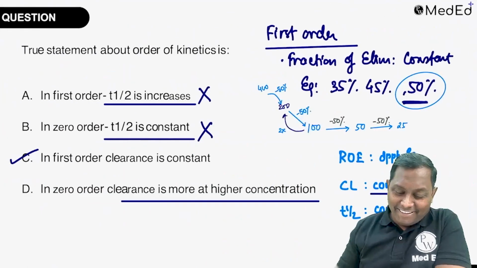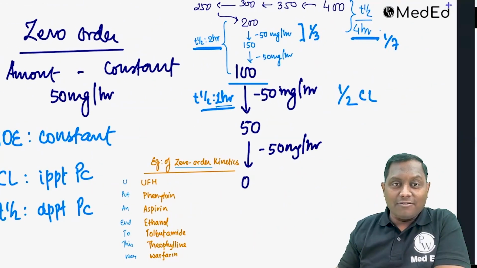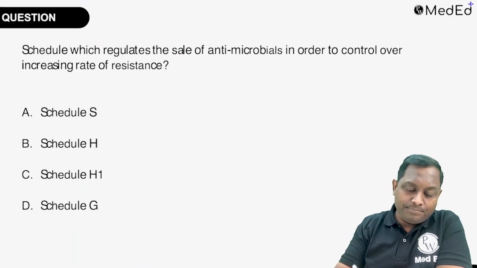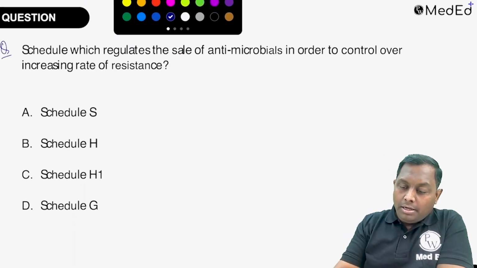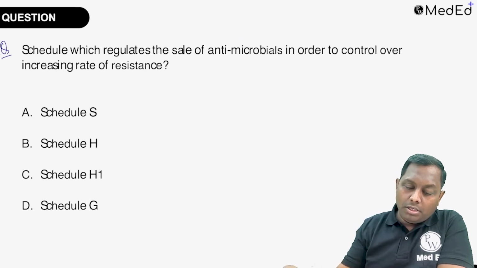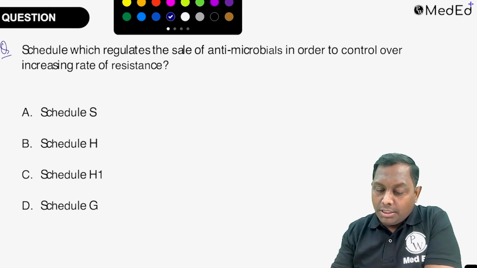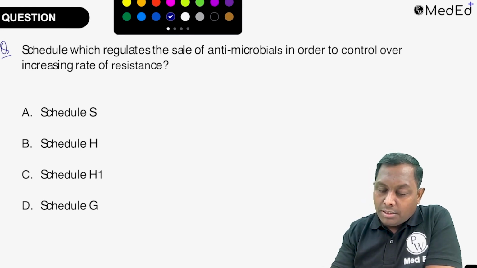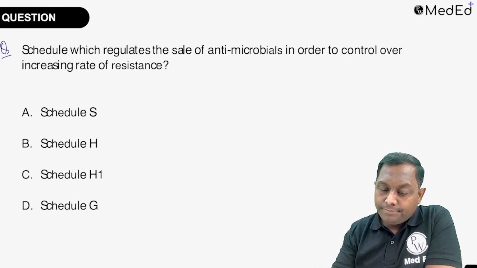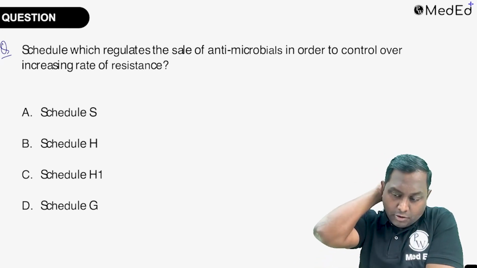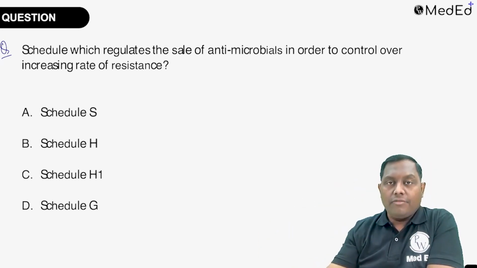Okay. All right. So these are the examples of drugs that follow zero order kinetics. Let's see the next one. The next one is about the schedule which regulates the sale of antimicrobials, in order to control the increasing rate of resistance.